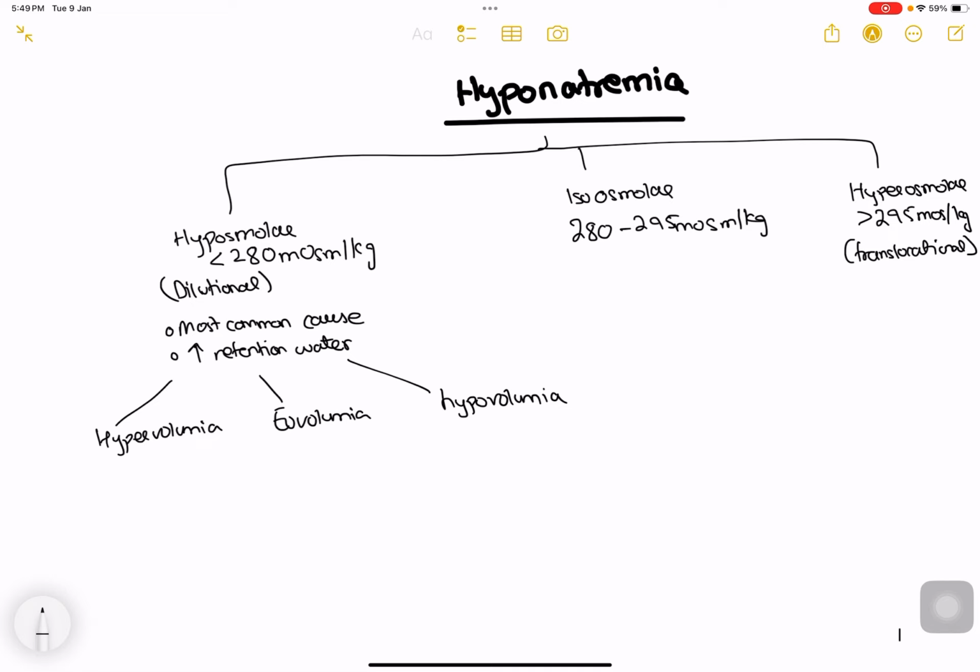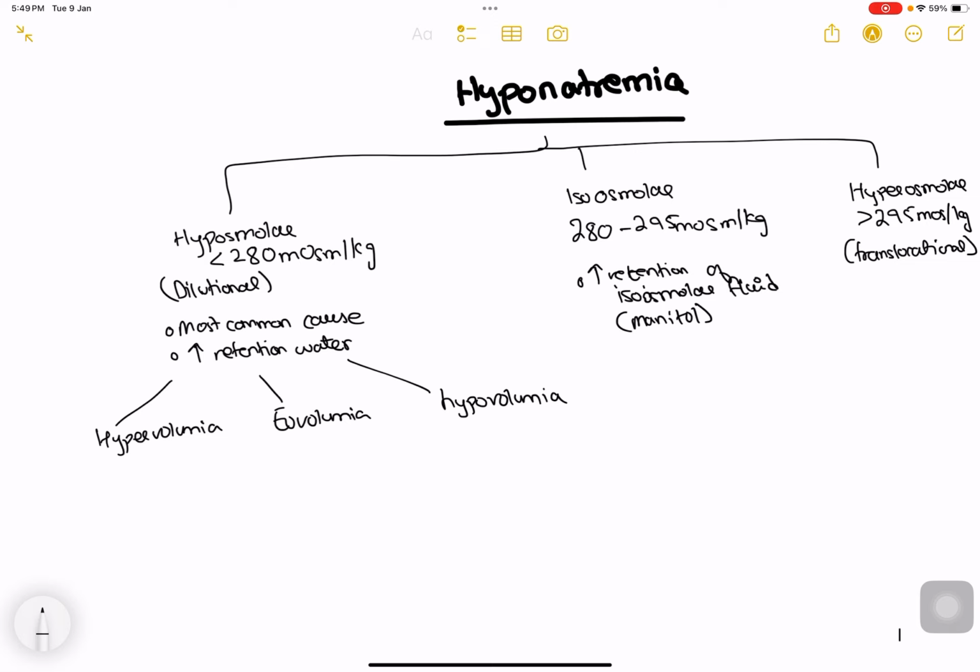So isoosmolar is between 280 to 295 milliosmoles per kg, and this is because of retention in ECF of a large volume of isotonic fluid that does not contain sodium. So there is retention of isoosmolar fluid. And what is the isoosmolar fluid? That is mannitol.